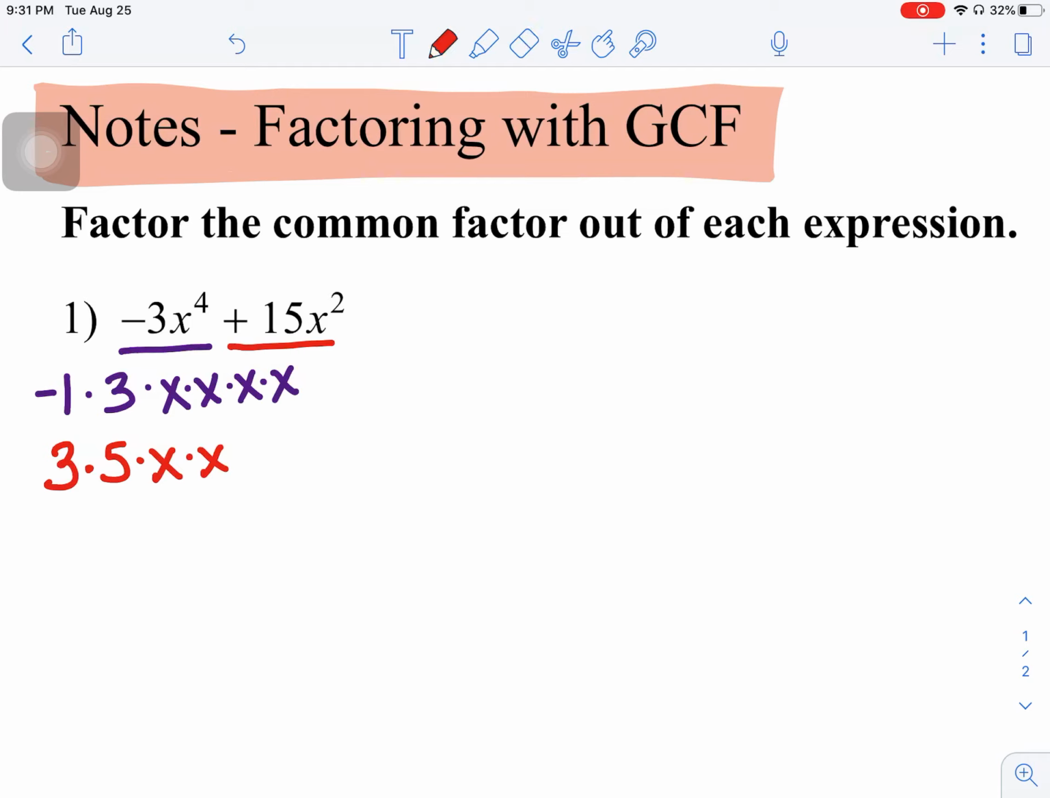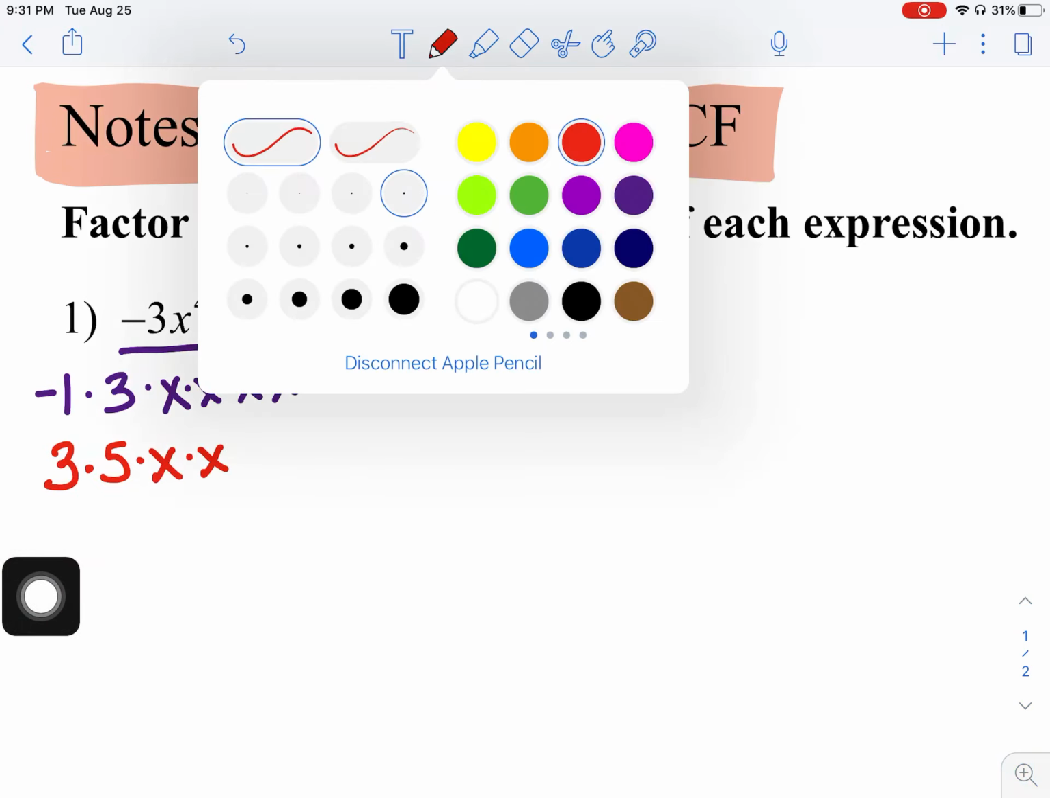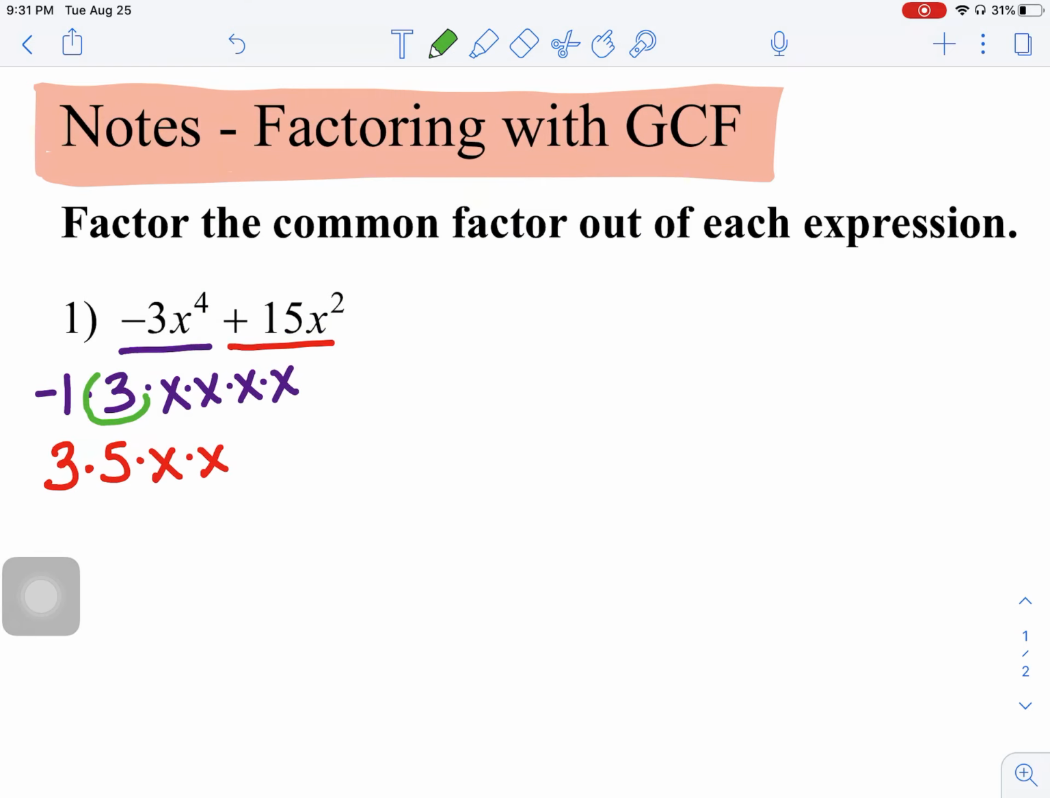Now, to figure out the common factor, what I want to see is what numbers show up in this purple list and also show up in the red list. I can see that I have a 3 in both of my lists. I have an x in both, and I have another x in both. Okay? So putting this all together, the pieces that I just circled, the 3 and the x and the x, that's what's called the actual GCF. That's the greatest common factor.